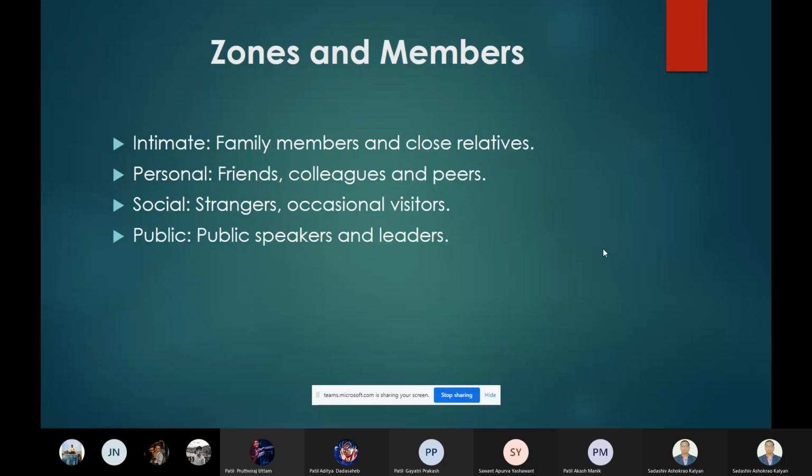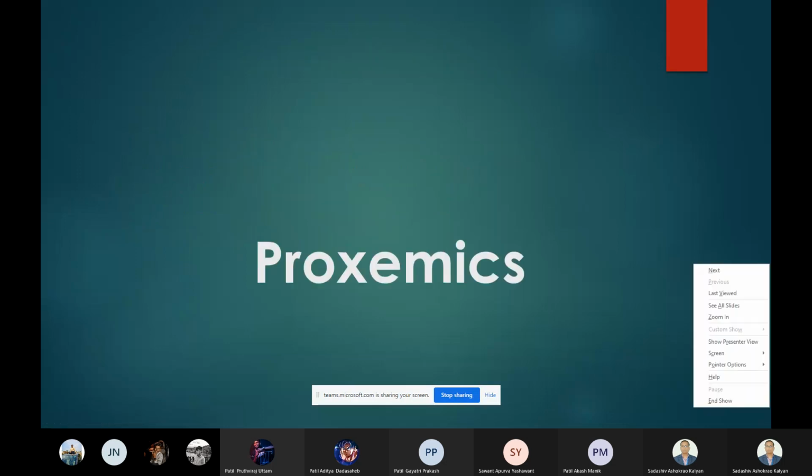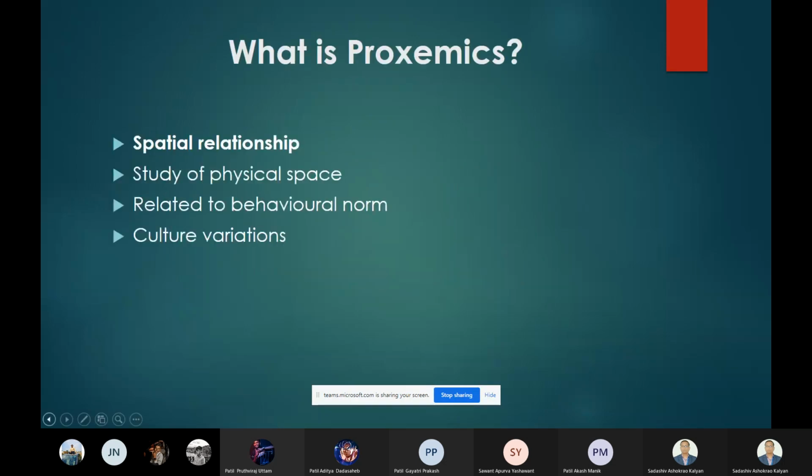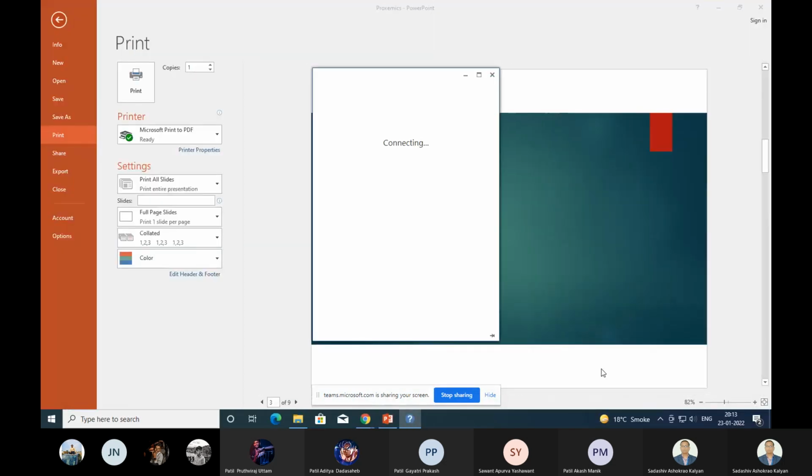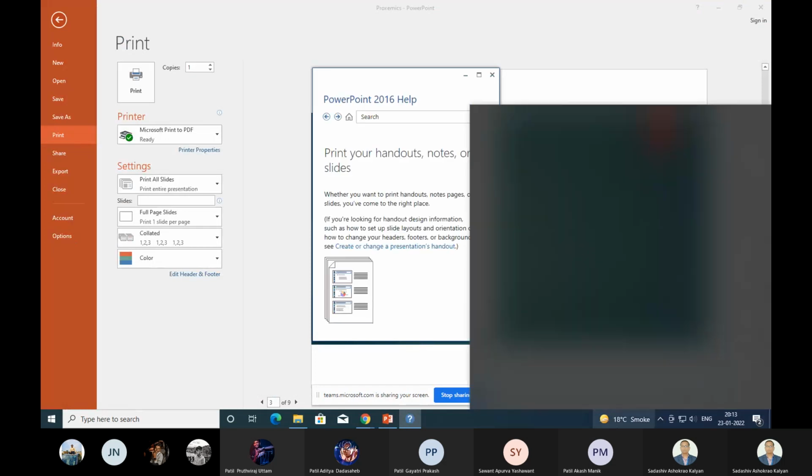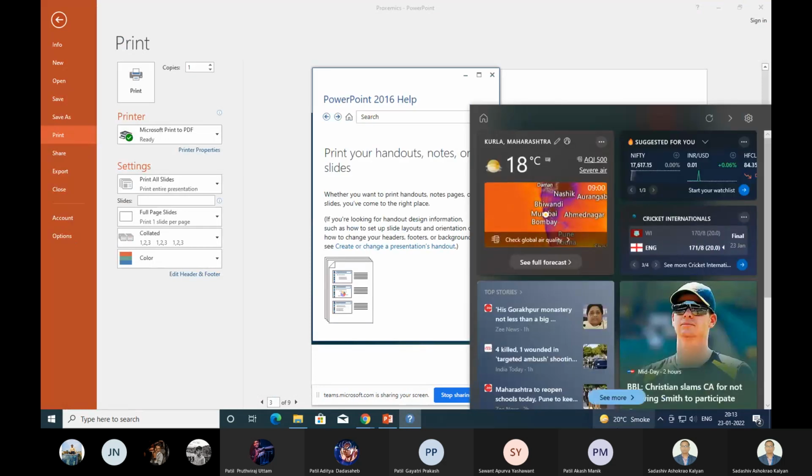So this was all about what is meant by proxemics, and how people are considered in the various kinds of zones. That's why proxemics is considered one of the important terms. This important term is related to how we maintain space distancing. Now, like proxemics, we also have another kind of term.